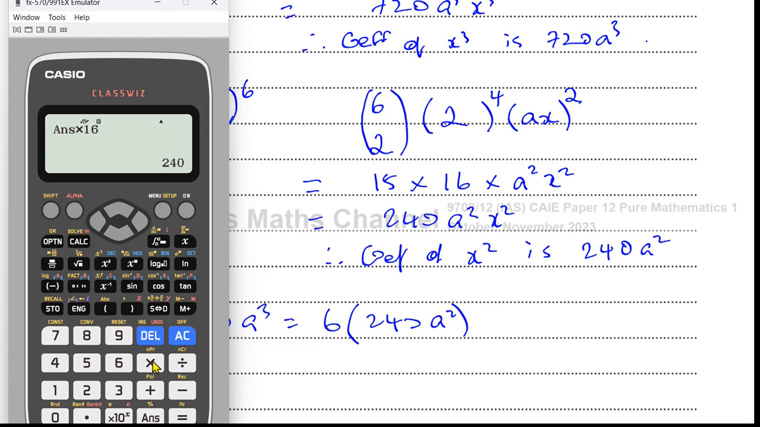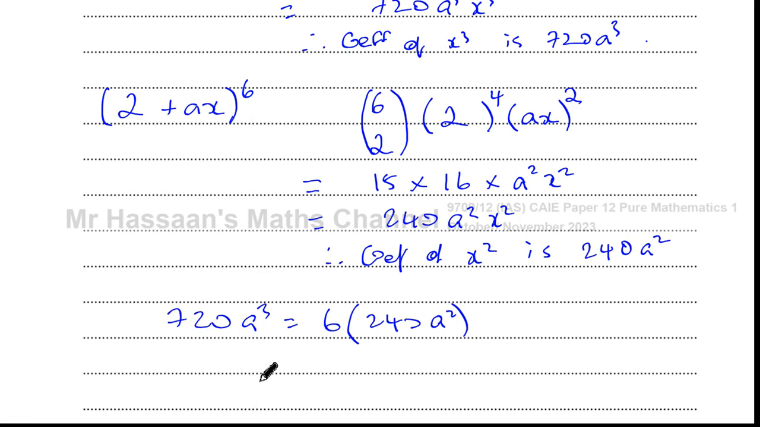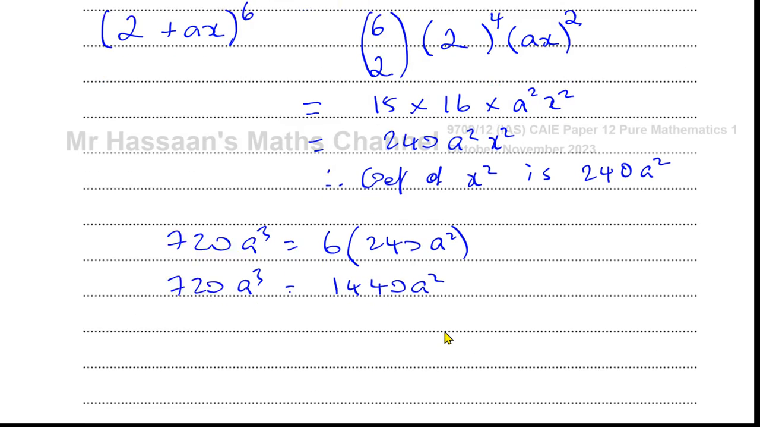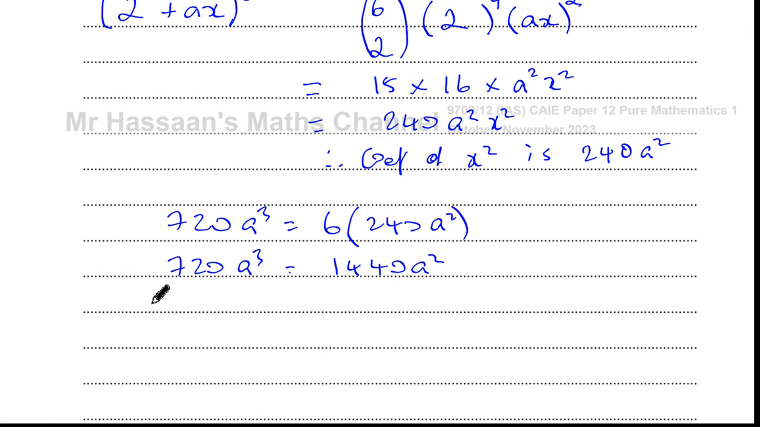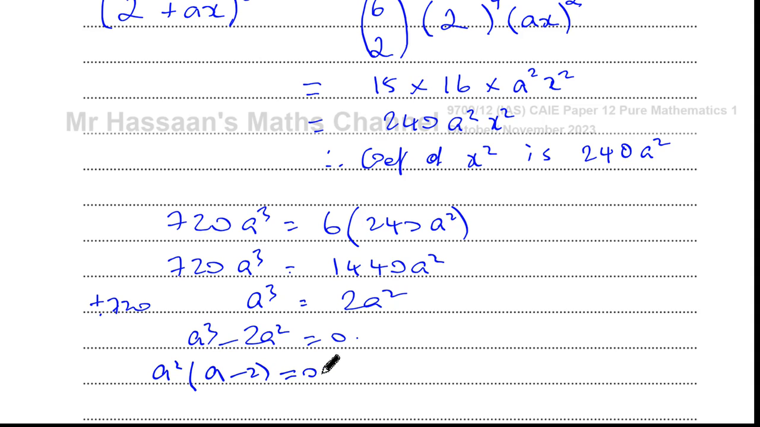So we're going to take 240 and multiply by 6. That gives us 1,440. So 720 a cubed is equal to 1,440 a squared. I think we can divide by 720 both sides. Is that right? Yeah, that gives us 2. So if you divide both sides by 720, you've got a cubed is equal to 2a squared. And what we could do here is we could say a cubed minus 2a squared equals 0. Take out a squared as common. So we have a minus 2 equals 0. So therefore a is equal to 2.